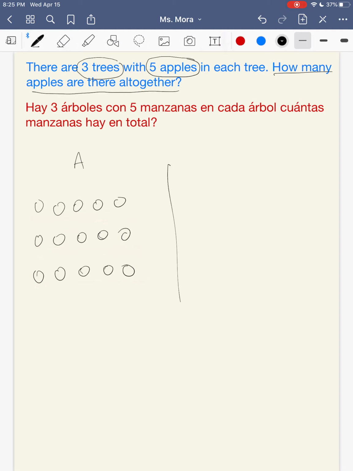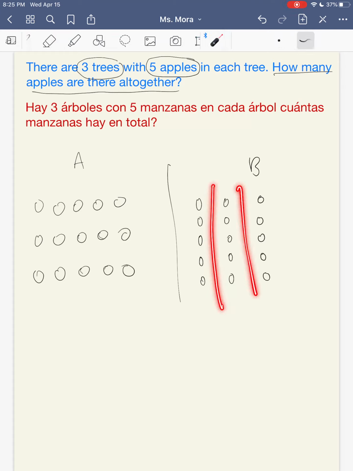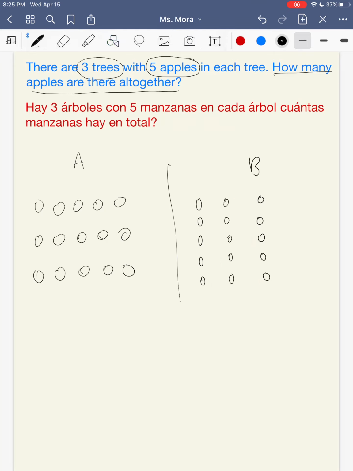Or you could draw columns and you can draw 3 columns of 5. So 1, 2, 3, 4, 5, 1, 2, 3, 4, 5, and 1, 2, 3, 4, 5. And just to check it, here's 1 column, 2 columns, 3 columns of 5. And because 5 is what's inside each column or each row, my repeated addition sentence would be 5 plus 5 plus 5 equals 15. Okay?